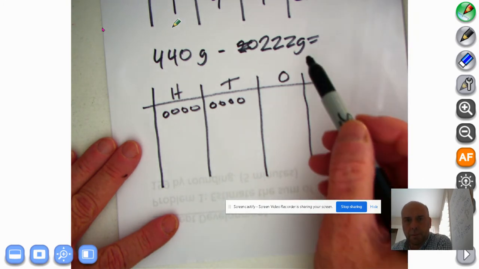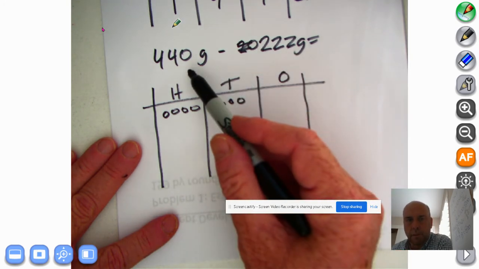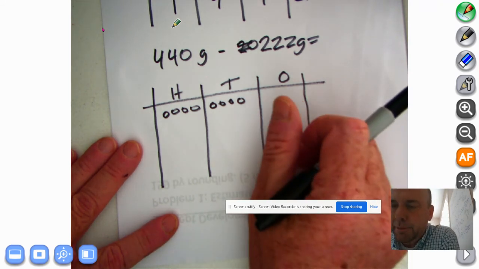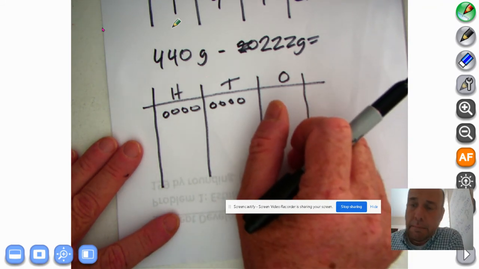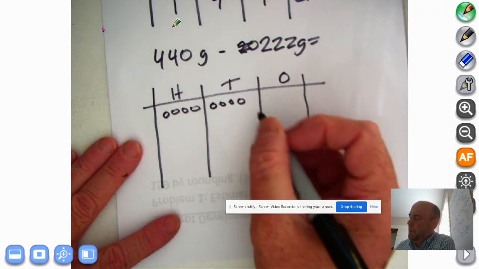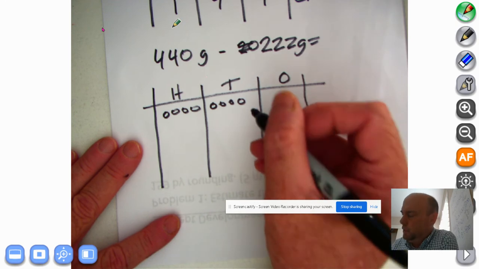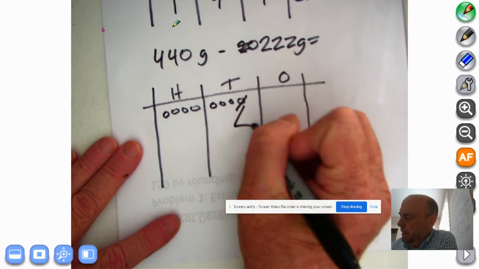Look what happens. We have 2 grams here, but 0 grams here. I can't take away 2 grams if I have 0 grams. Cannot be done, and I'm not even going to bother trying. So what we're going to do is we're going to decompose. Say that word out loud. Decompose. This 10, we're going to bring it over here.